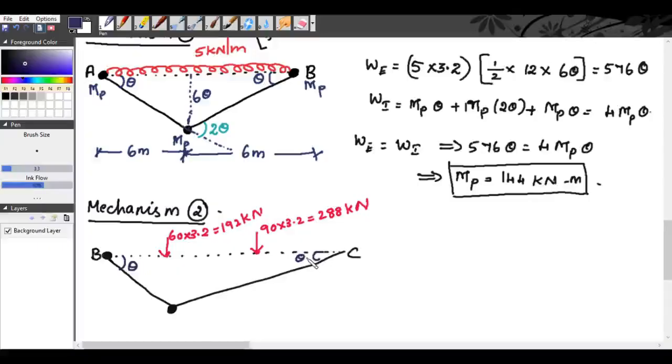Here we will assume that at B the angle formed is theta, and at C the angle formed will be theta 1, and we know the distances are 8 meter, 8 meter and 8 meter. So if this is 8 meter, this distance will be equal to 8 theta.